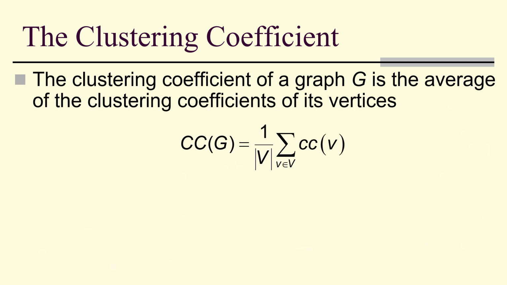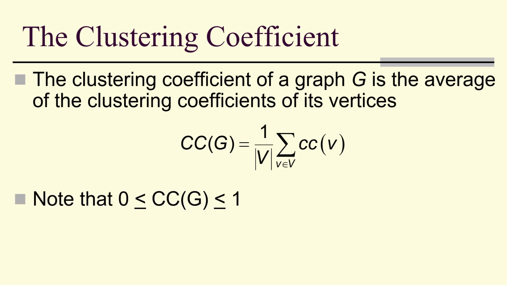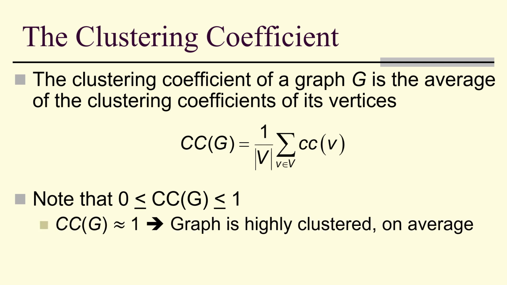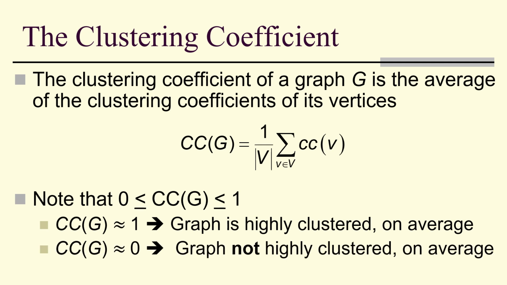Now, the clustering coefficient of an entire graph is just the average of the clustering coefficients of its vertices. So that means the clustering coefficient of a graph is between 0 and 1. If it's approximately 1, the graph is highly clustered on average. If it's close to 0, the graph is not highly clustered on average.